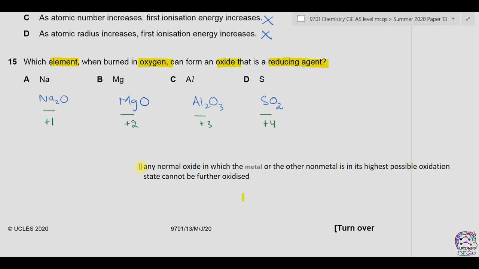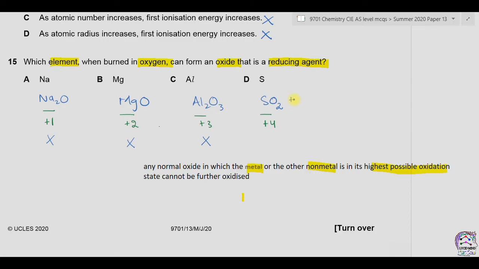You should remember this statement that any normal oxide in which the metal or the other non-metal is in its highest possible oxidation state cannot be further oxidized. The oxidation state of sodium in sodium oxide is maximum, so therefore it cannot be further oxidized. So it is not sodium oxide. Similarly, magnesium oxide, the maximum oxidation state is +2 and it is already achieved, so it cannot be further oxidized. Similarly, aluminum cannot be further oxidized.